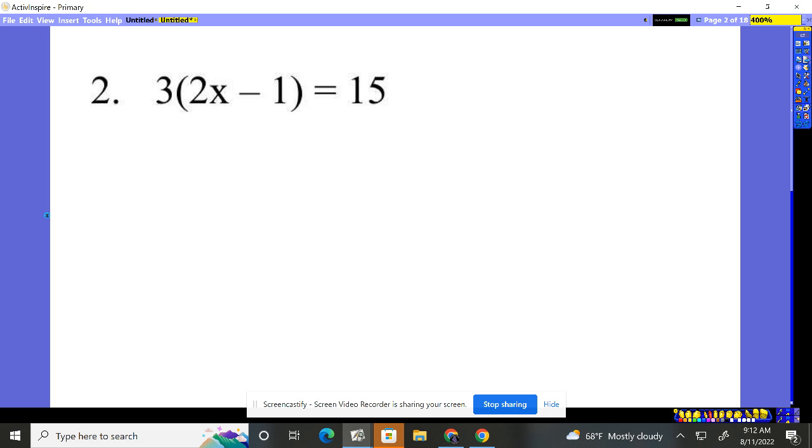Now we're trying to figure out what x would be here to make it true. There's two ways you could do this. The most common way is what we will do. We'll go ahead and distribute the 3 through. Usually when you see parentheses, that's the first thing that goes on in your mind.